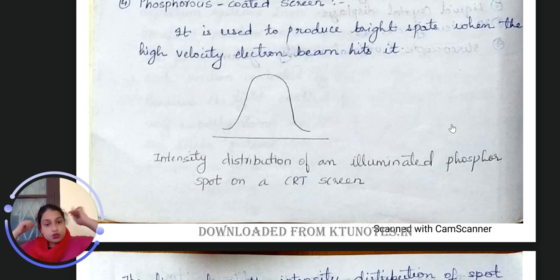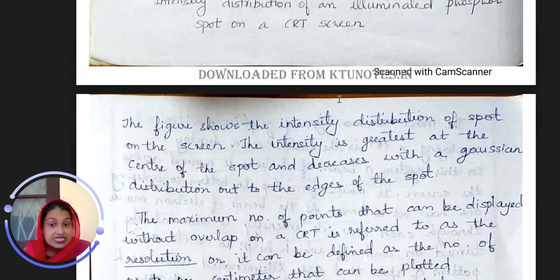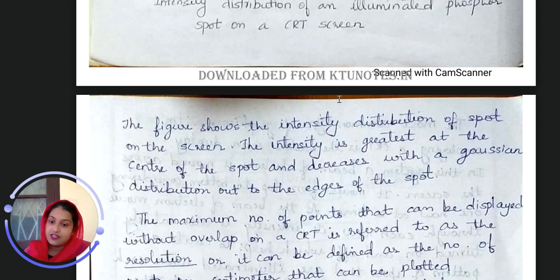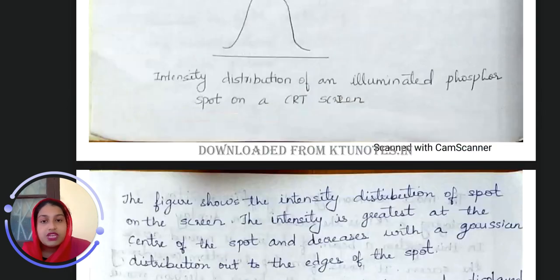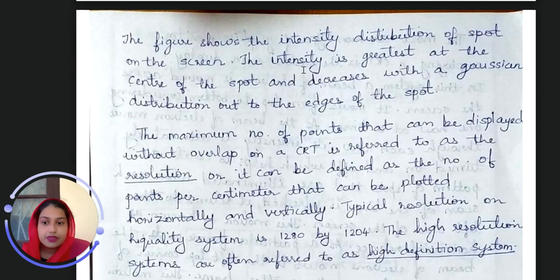The intensity distribution of an illuminated phosphor spot on a CRT screen. That is a graph of it. The figure shows the intensity distribution of the spot on the screen. The intensity is greatest at the center of the spot and decreases with a Gaussian distribution out to the edges. See, at the edges it is low and at the center it is more.